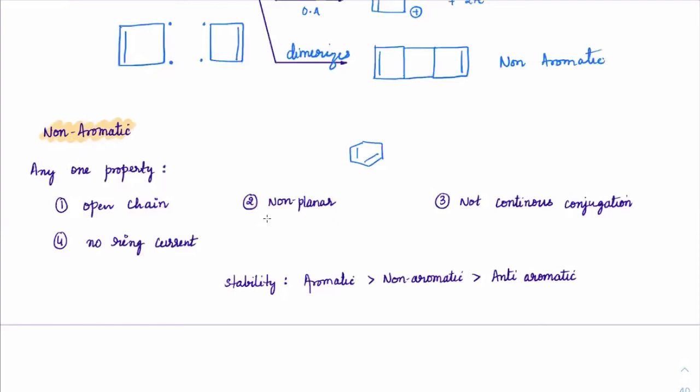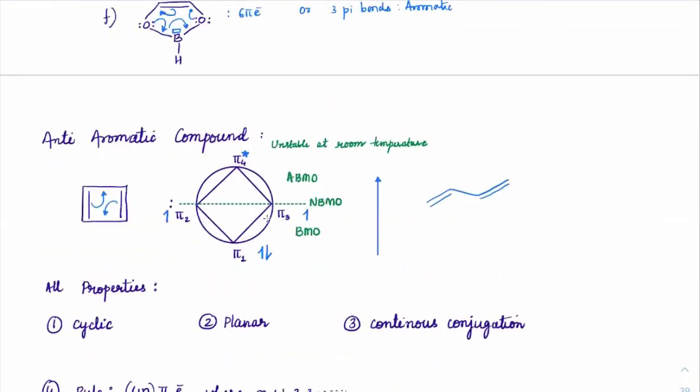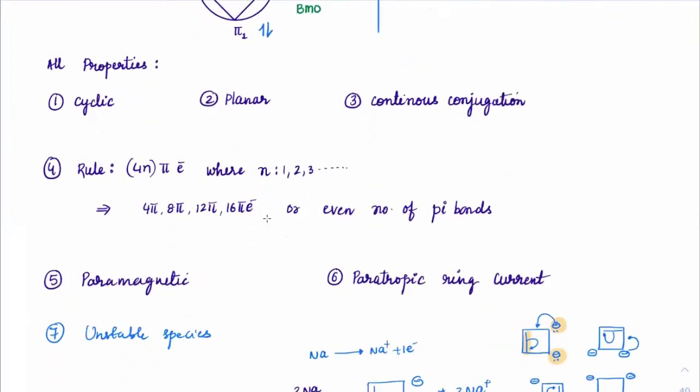Clear, everybody? And stability will always be like this. Aromatic is more stable than non-aromatic. And lastly, anti-aromatic. Anti-aromatic is highly unstable because of its distribution of electrons in non-bonding molecular orbital. Please make a note, everyone.